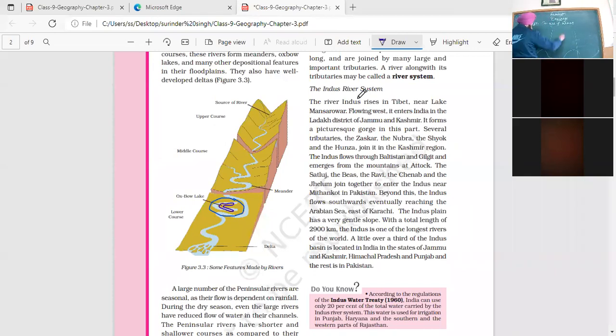This is the bank of a river, the river bank area, which has been carved by the formation of meanders on the surface. An oxbow lake is a loop-shaped water body separated from the main course of a river.